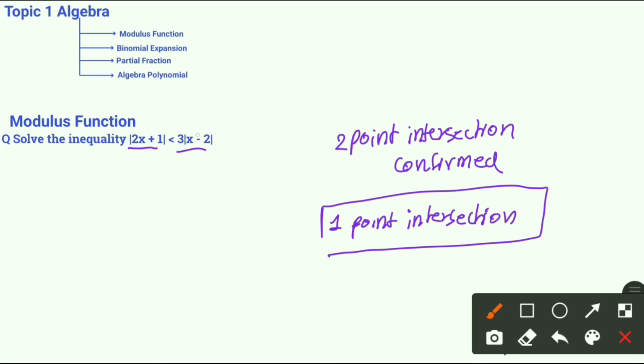So solve the inequality |2x plus 1| less than |3x minus 2|. Both of them are modulus. Let's begin. So 2x plus 1, 3x minus 2. Then square both sides, as I just did on the previous question. So square both sides.